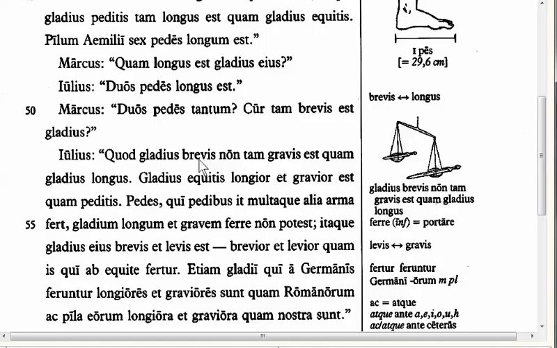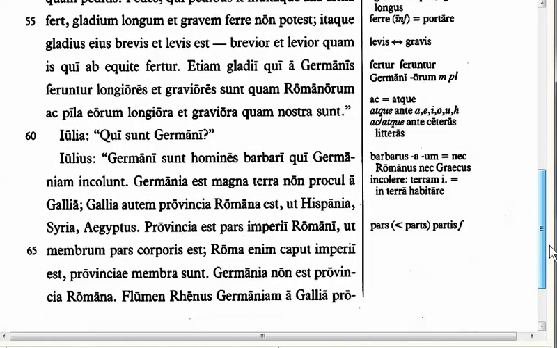Okay, the next feature I want to point out is in line 64. Scroll down. Okay, it's right here. We have "provincia est pars imperii Romani, ut membrum pars corporis est." A province is a part of the Roman Empire, like a limb is a part of the body. So the case here, imperii Romani, of the Roman Empire, this is genitive case.